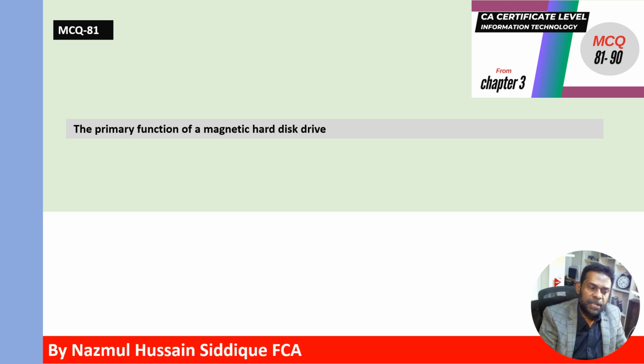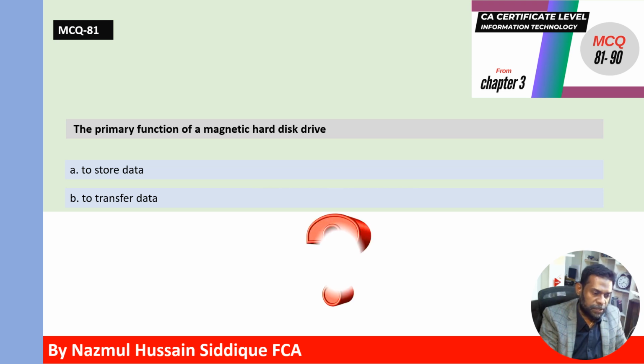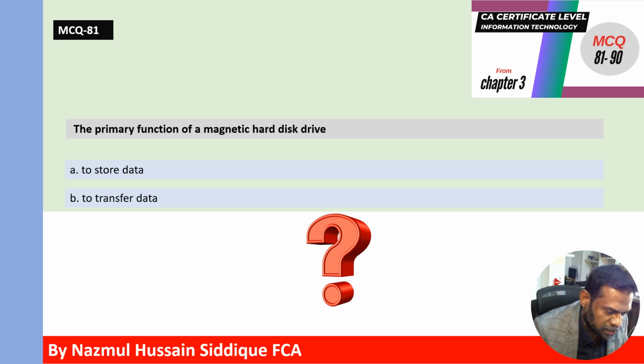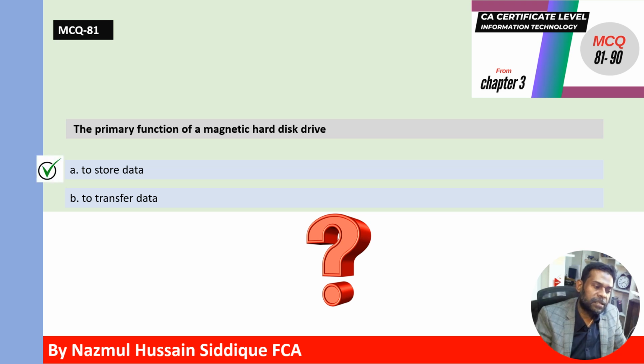The primary function of a magnetic hard disk drive is to store data or to transfer data. Which one is the correct answer? The correct answer is option A. To store data is the primary function of a magnetic hard disk drive.